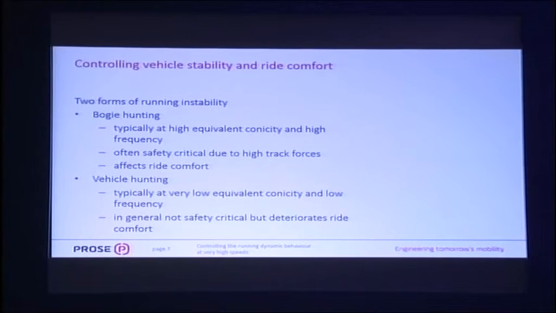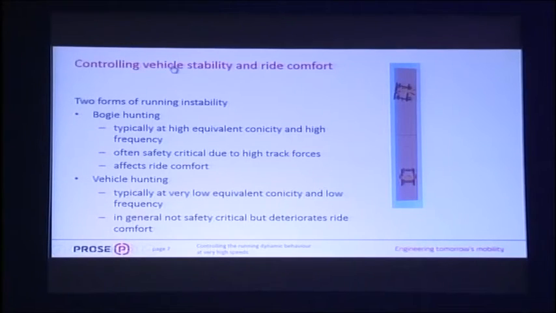So, now how can we control the vehicle stability? First of all, there are two forms of running instability. There is the bogie hunting. I show that. So the bogie hunting means the coach remains straight in line with the track, and the bogie makes lateral movements and rotational movements. This happens typically at high equivalent conicities and has a high frequency. This hunting movement is safety critical because it produces high forces on the track and on the wheel set, and it affects the ride comfort.